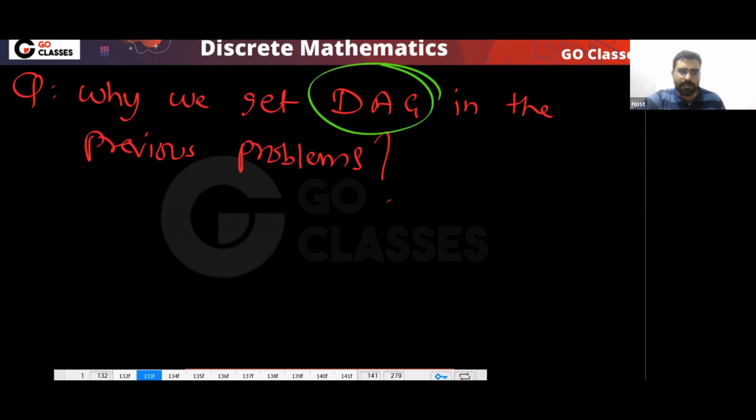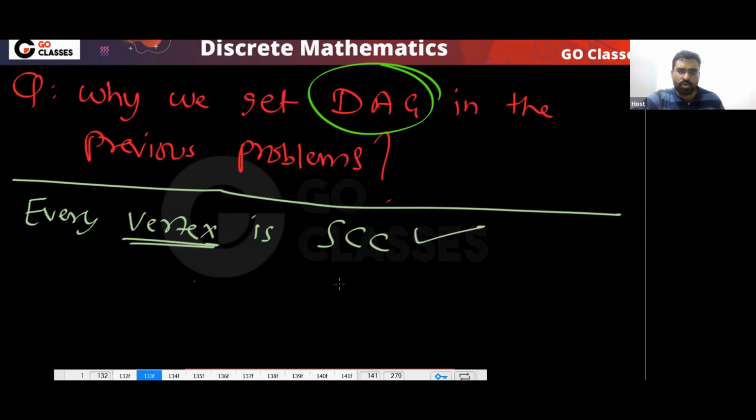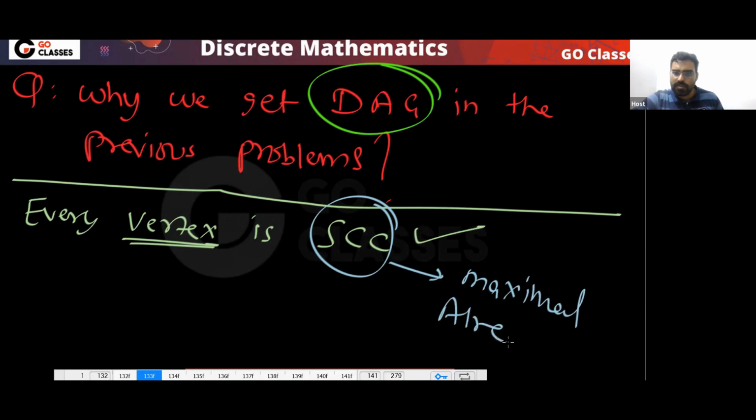The concept is very simple. First, you tell me, what is every vertex? Every vertex is a strongly connected component. This you already know. And a strongly connected component is already maximal. You cannot make it bigger.